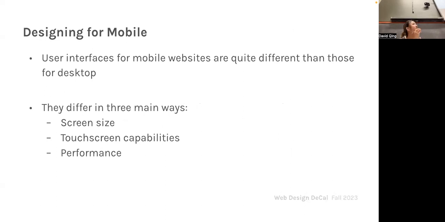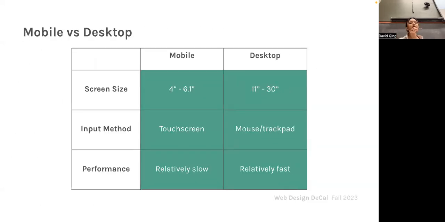So user interfaces for a mobile device are quite different than for desktop. If you've ever seen a mobile app or compared your desktop and your phone, they're going to differ in three main ways. It's screen size, which I think is the most obvious, touch screen possibilities, which you might not have thought of until right now, and then performance. Between mobile and desktop, mobile is obviously smaller in screen size. They'll use touchscreen, and the performance is relatively slow. It's actually about half as fast compared to desktop. So that's just something to keep track of.